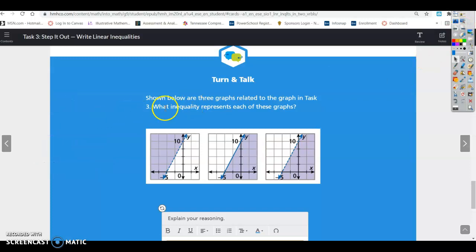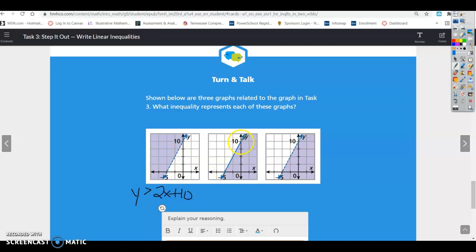So basically it says, shown below are 3 graphs related to the graph in task 3. What inequalities represent each of the graphs? All right, so again, we can look at the equation, and I'm going to look at this one first. It has a y-intercept of 10, and it has rise over run, so it's still the same equation. So it has a slope of 2. This one's going to be greater than, because it's a dashed line. It's going to be 2x because the slope is 2 and the y-intercept is 10.